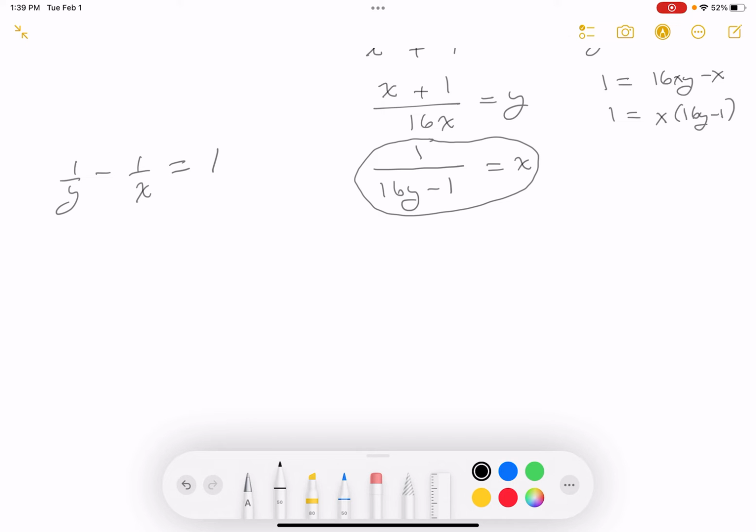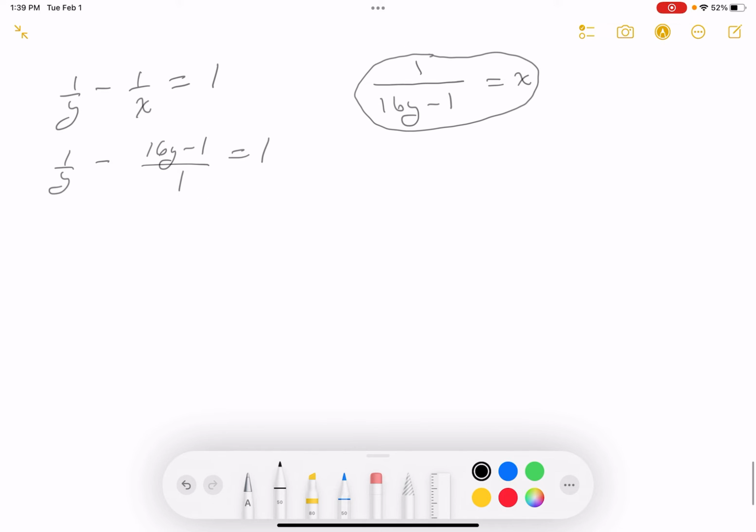I'm going to use that. I'm going to plug it in. And what do I know? I know 1 over y minus the reciprocal of x. Well, the reciprocal of x is going to be 16y minus 1 over 1, and that equals 1. What am I going to do now? Well, I'm going to multiply both sides by y, and what do you get?